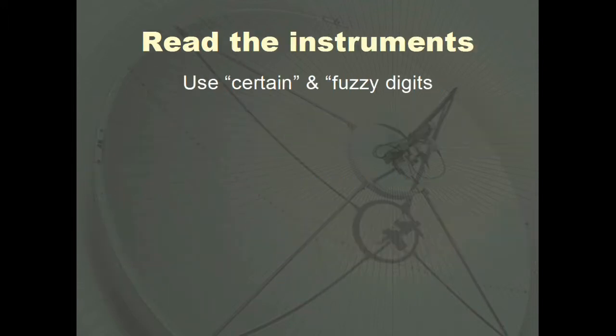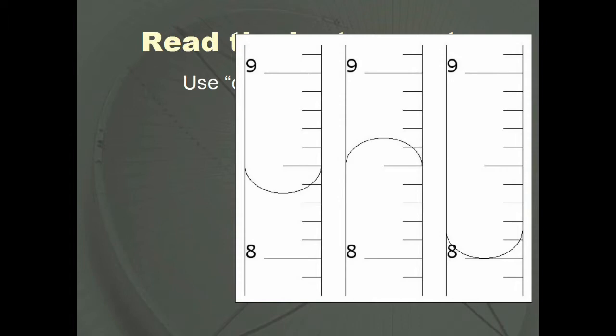Well, there are some more instruments we can read. Let's read the certain and the fuzzy digits of the following. Here are some graduated cylinders with some liquid in them. You know that you read the graduated cylinder at the curve of the meniscus, like right here. Well, which number would you record? Which numbers are certain, and which ones do you have to guess? Well, I would write down 8.35.